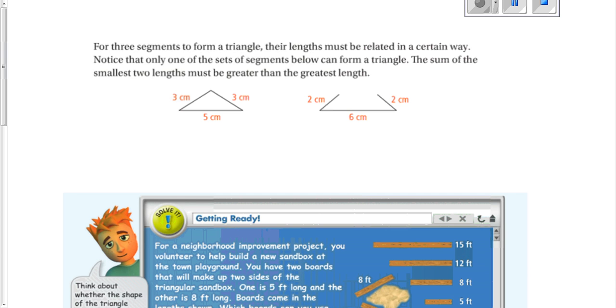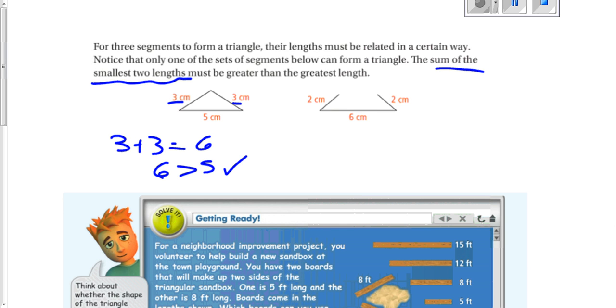On the left, you actually have a triangle. And what it's saying to you is the sum of the smallest two lengths, 3 and 3, has to be greater than 5. So 3 plus 3 is 6. Is 6 greater than 5? Yes, it is. Okay, so that's why it makes a triangle, because think about it. They're big enough where they kind of bump up. They don't meet completely. It's not a straight cross line here.